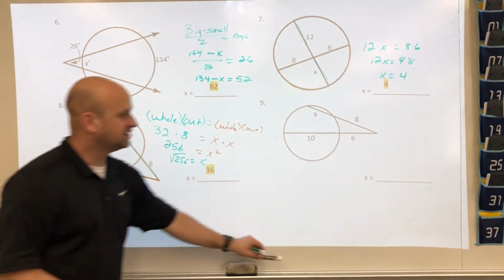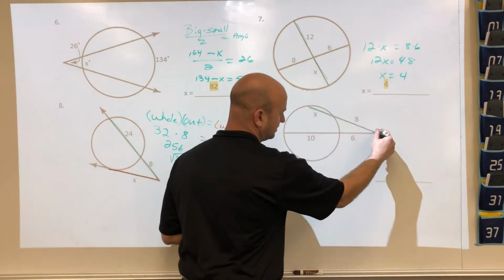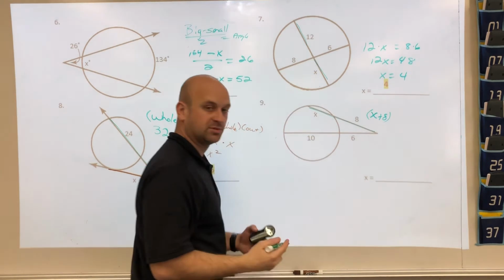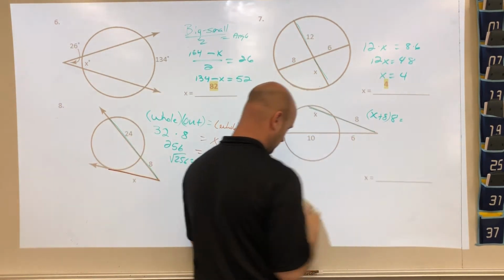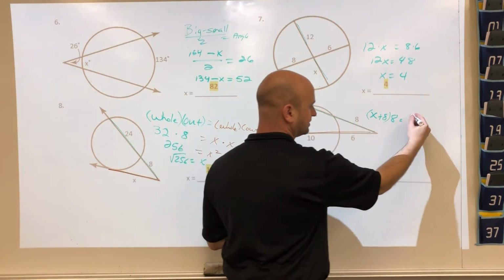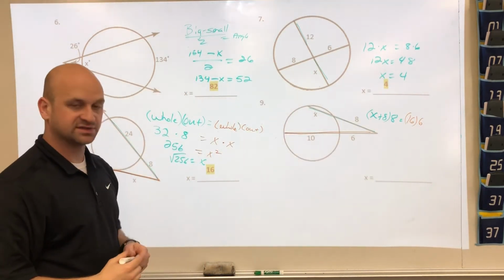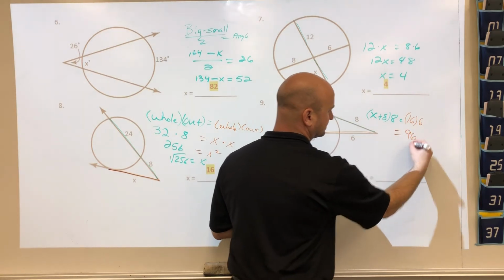We're going to use the same strategy for number 9. Same strategy. So here, the green line, the length of that green line is x plus 8. And how much of it is outside? There's 8 units long outside. The other line here, the other line is 16 units long, and 6 of it is outside. So we're going to leave it like so. All right, 6 times 16 is 96.